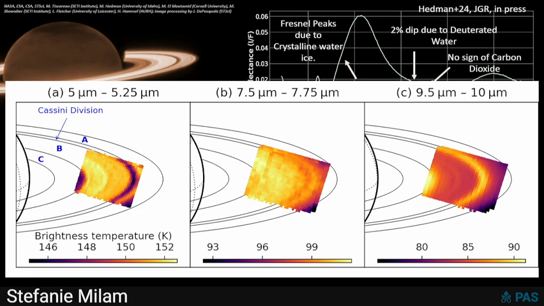With MIRI, we did a couple of filters across the rings, and we were able to get a number of rings in one sort of setting. You can see that depending on wavelength, the rings really light up or they really disappear.